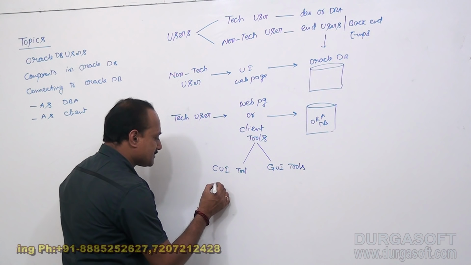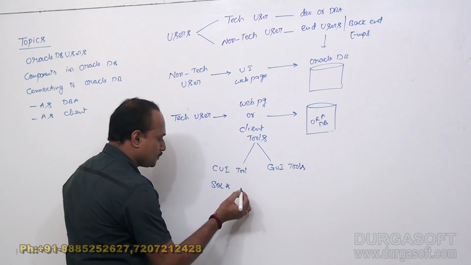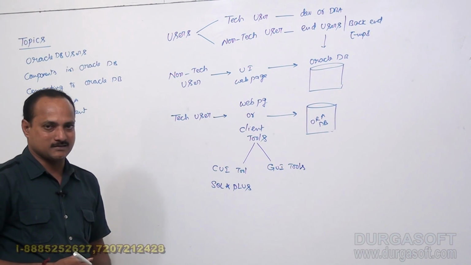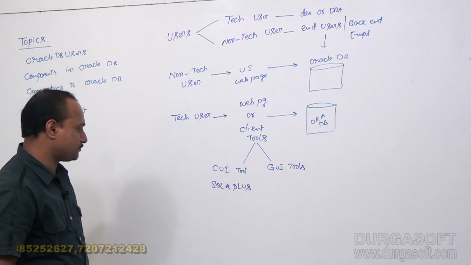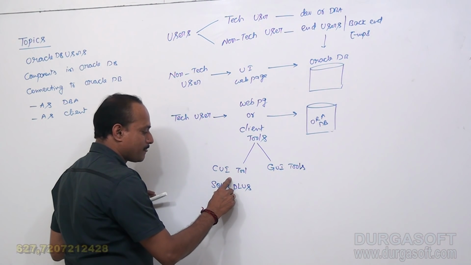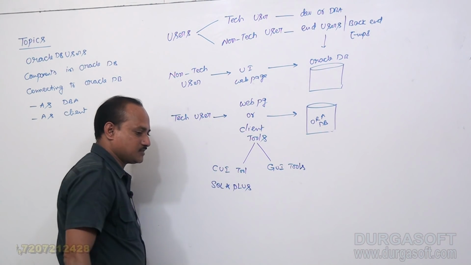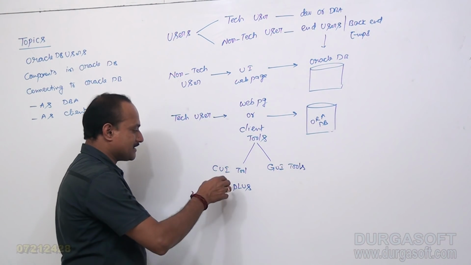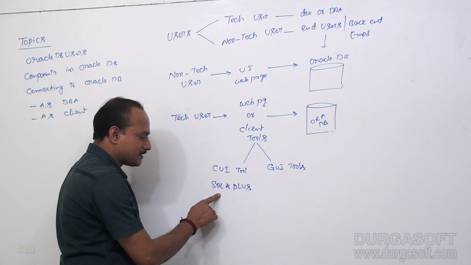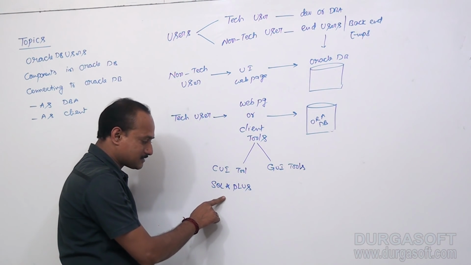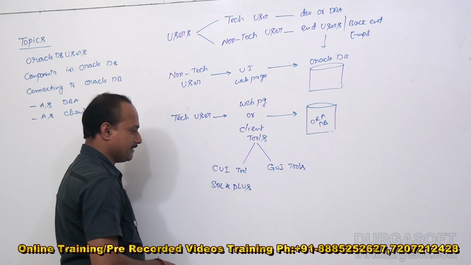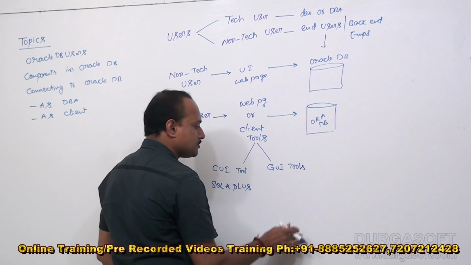What is the name of the CUI tool? SQL Star Plus window. SQL Star Plus is called a client tool and it will be installed along with the Oracle installation. Again I am repeating, what is the name of the CUI tool? SQL Star Plus. SQL Star Plus will be installed into the system along with the Oracle database installation. Remember this.